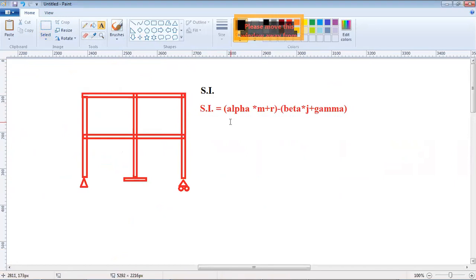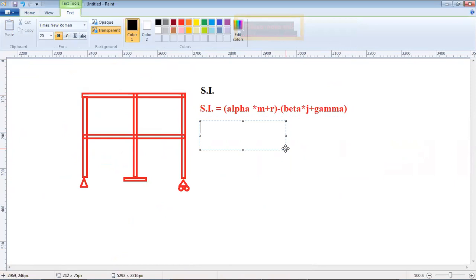Now here, what is the value of alpha first? Alpha is 3. Alpha is the axial force, shear force as well as bending moment. So you have 3 in a frame. Number of members here, you can count 1, 2, 3, 4, 5, 6, 7, 8, 9, and 10. There are 10 members.